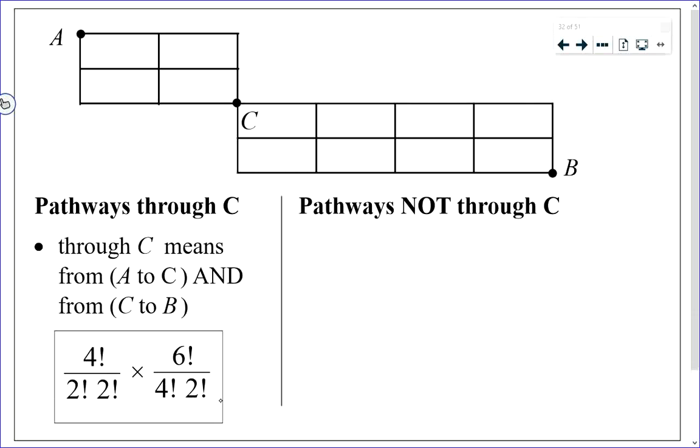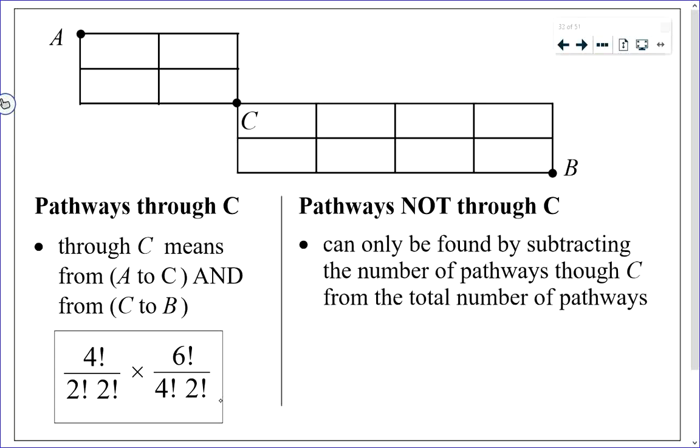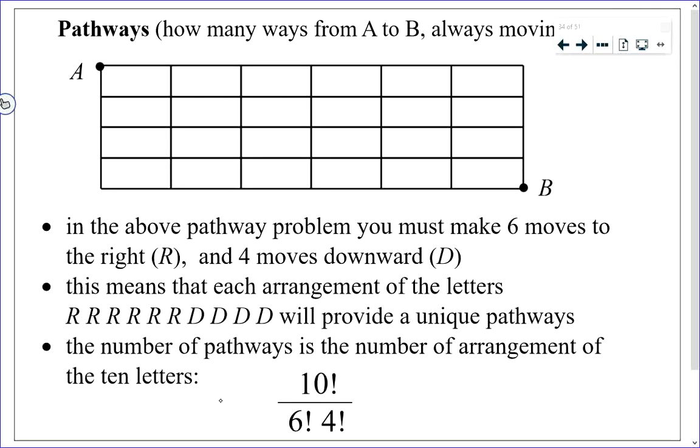because the only way you can find how many ways are there to travel from A to B not through C is to take the number of ways in total and subtract from that the number of ways that pass through C. So a reminder, this is the total number of ways, and this is 210.